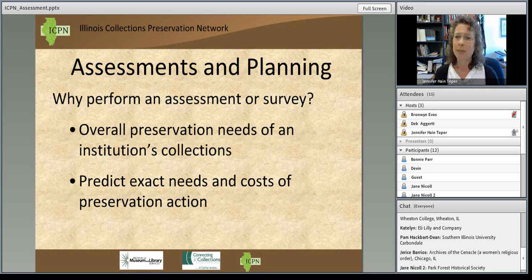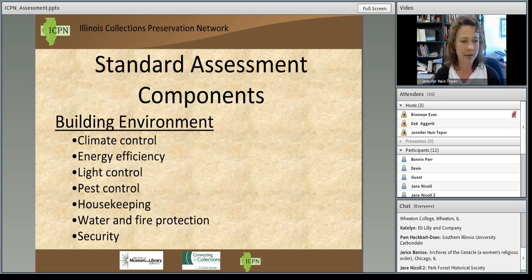It also is going to hopefully help you predict things in the future, to anticipate future budget needs. And all of us always need to be able to look into the future and project what's coming down the pike.